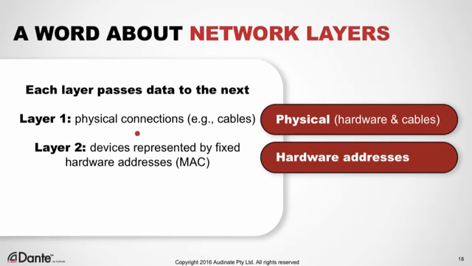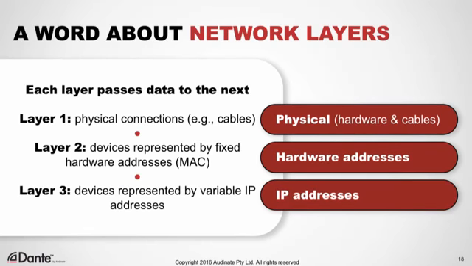This is the layer at which hardware devices may be recognized by their unique fixed hardware addresses, usually referred to as MAC or Ethernet addresses. Devices now may communicate using these numeric values as addresses. Layer 3, the network layer. This is the layer at which devices are assigned variable numeric addresses called IP addresses. Devices may now communicate using these numeric addresses, and the other members of the network don't need to know the MAC address. It's been abstracted away.